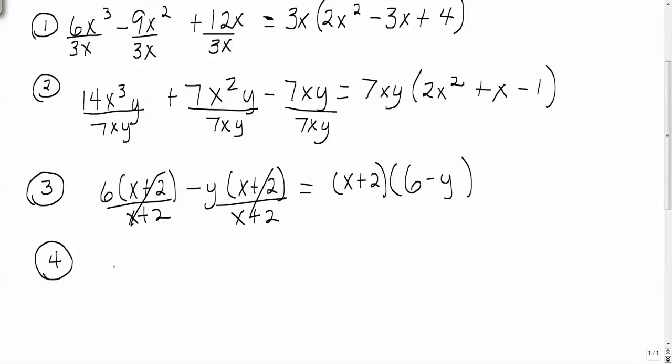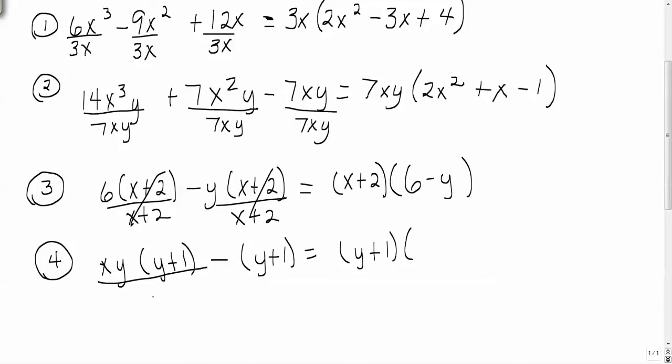Let's look at one more like that. So you have xy times y plus 1 minus y plus 1. On this one, your greatest common factor is y plus 1. So I'm going to write that down. Now, if you divide this first term by y plus 1, they cancel. And you can divide this one by y plus 1, and they cancel also.